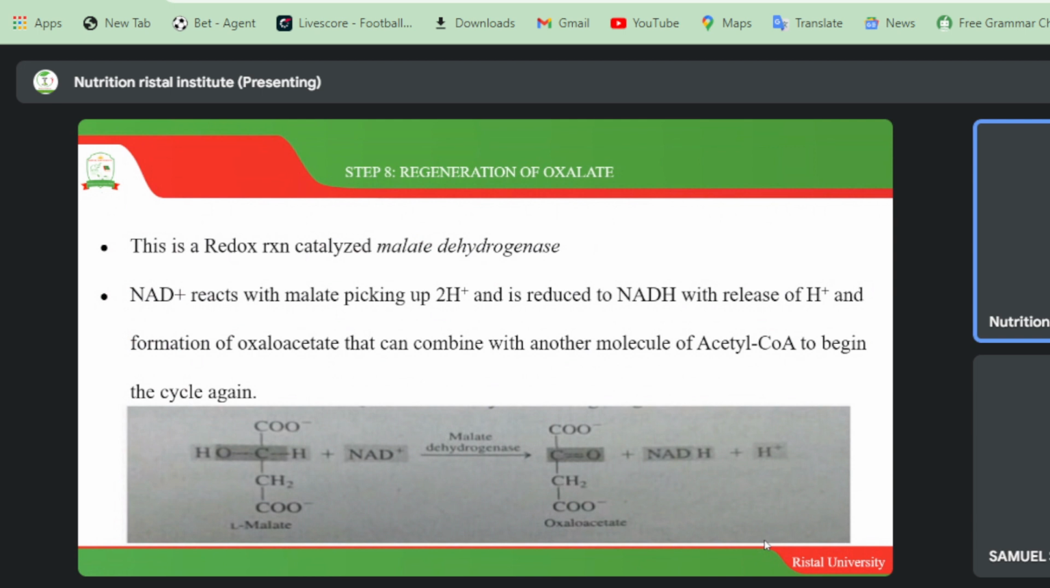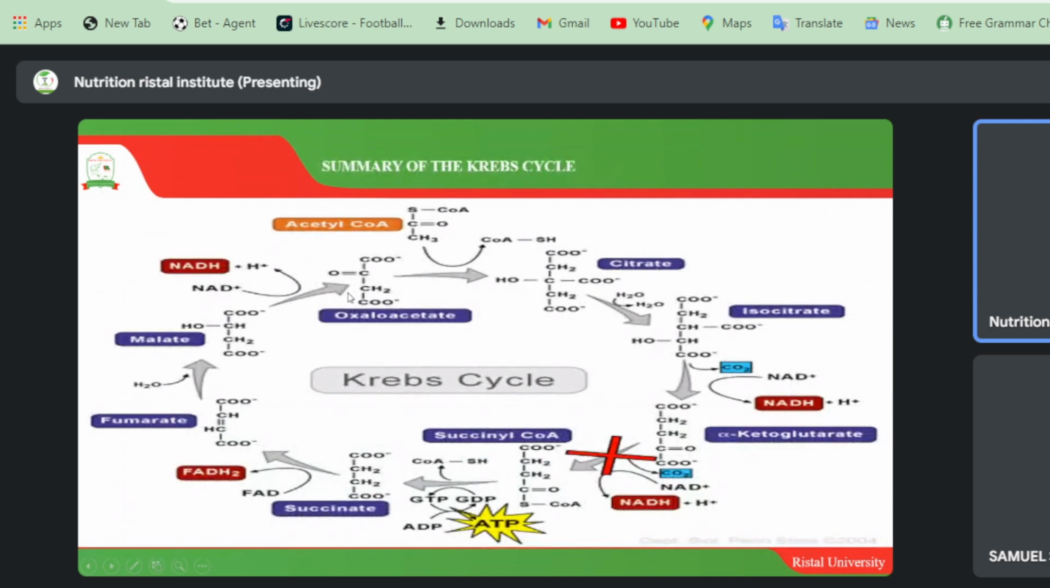And then the NAD here reacts with malate, picking up 2 protons and is reduced to NADH with the release of hydrogen or the protons and formation of oxaloacetate that can combine with another molecule of acetyl CoA to begin the cycle again. So that's definitely the end of our description of this Kreb cycle.